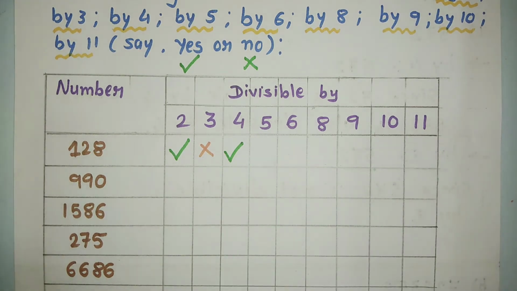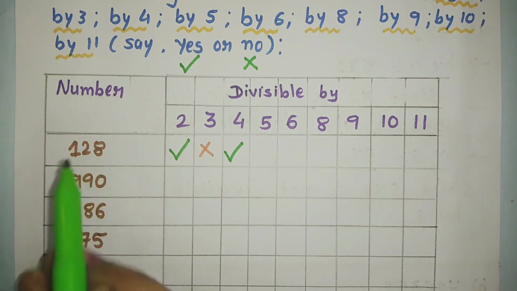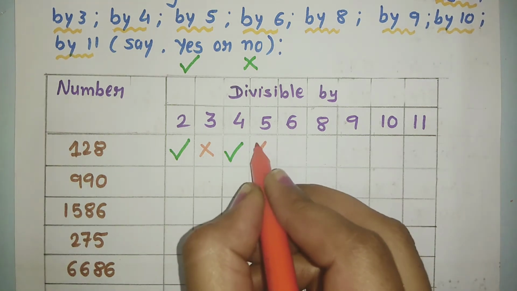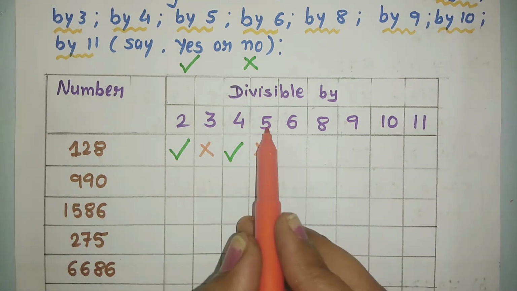What is the rule for 5? The last digit should be 0 or 5. The last digit is 8. So not possible. So this one is wrong. It means this number is not divisible by 5.